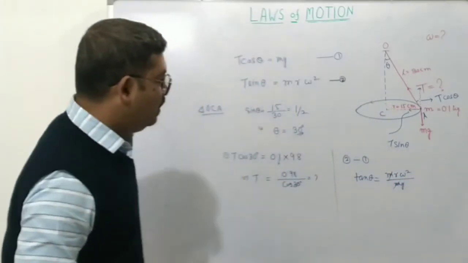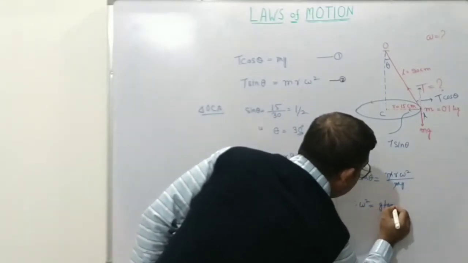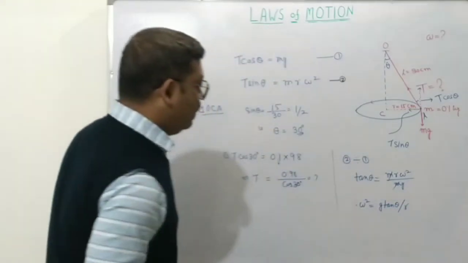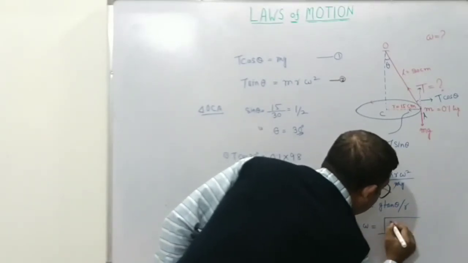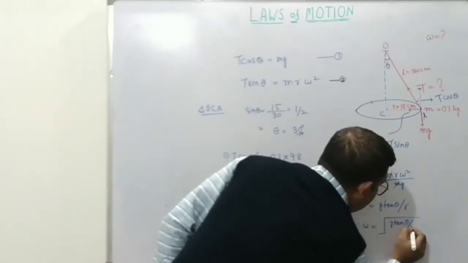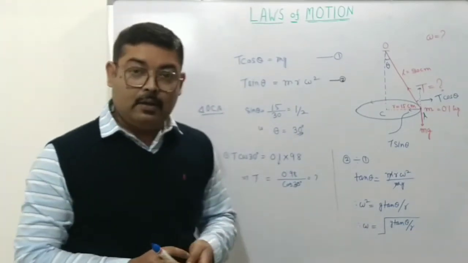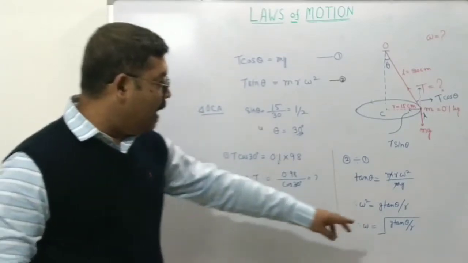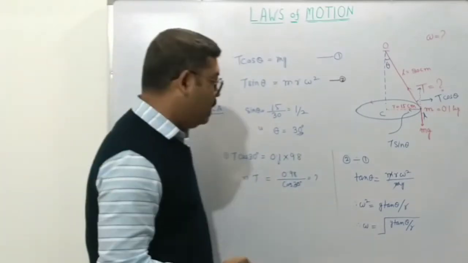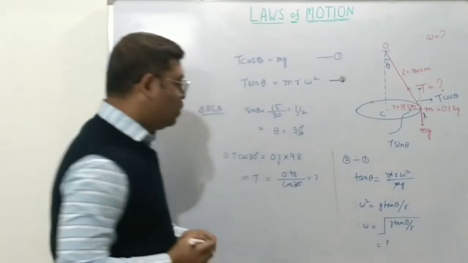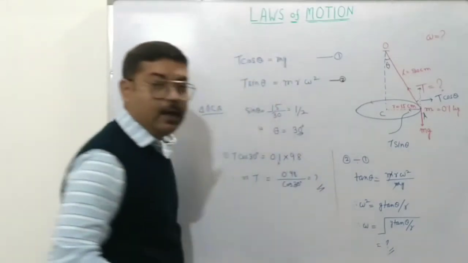The m's will cancel. Therefore, omega squared will be equal to g tan theta divided by r. Therefore, omega will be equal to the square root of g tan theta by r. Substitute g equal to 9.8 meters per second squared, tan 30 degrees, and r as 15 centimeters, as given. Do the calculation and you will find the solution. After you have solved this, please do let me know the values of the tension and omega here.